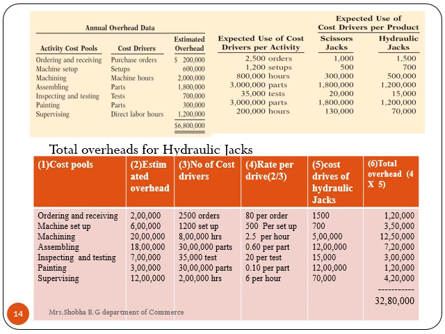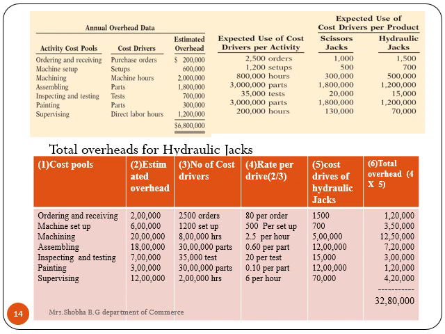So let us start with the second table, that is the total overheads for hydraulic jacks. As usual we need to have 6 columns. The first column is the cost pools. The cost pools are common for both products. So let us copy all the cost pools given in the problem.